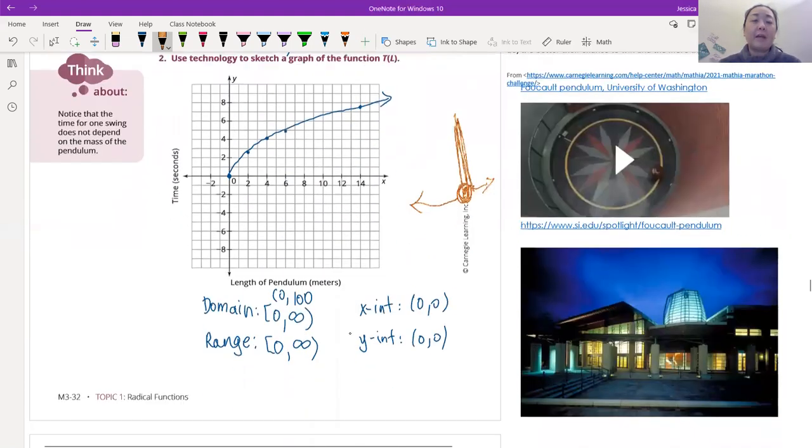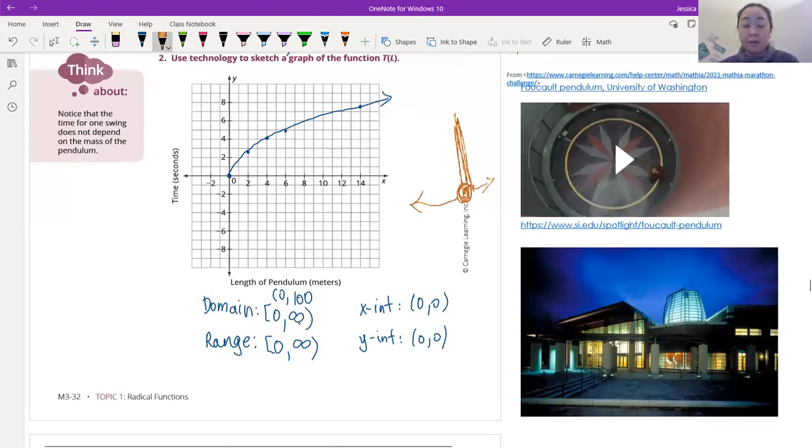And there's our graph. And number 3, which is on the next page, is talking about the domain and range. So I just wrote it here. And notice domain is going to be from 0 all the way to positive infinity. And our range is also from 0, that's the lowest it could go, to positive infinity.